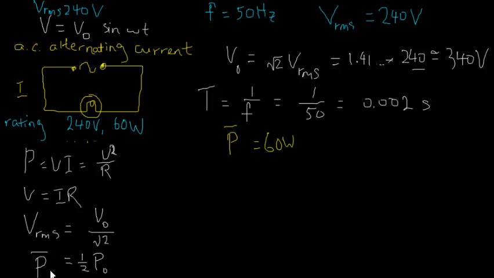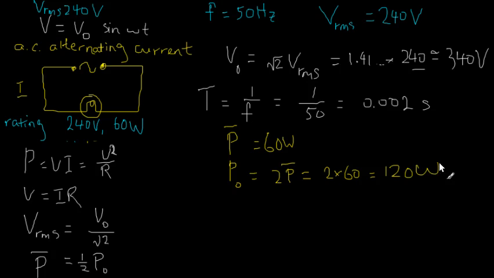So since we have this formula, we can then find the peak power. Peak power is therefore 2 times the mean power, which is 2 times 60, and that would be 120 watts.